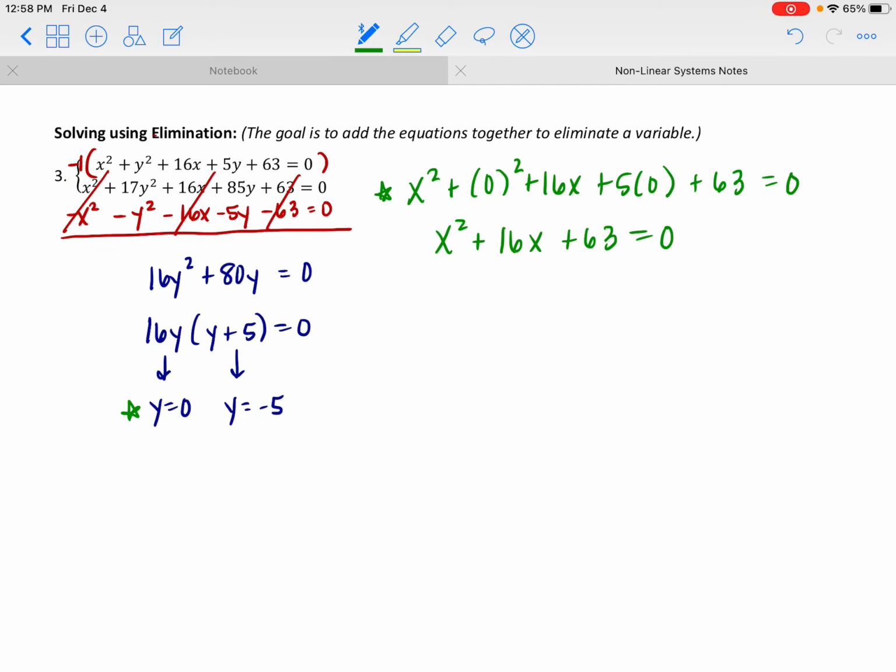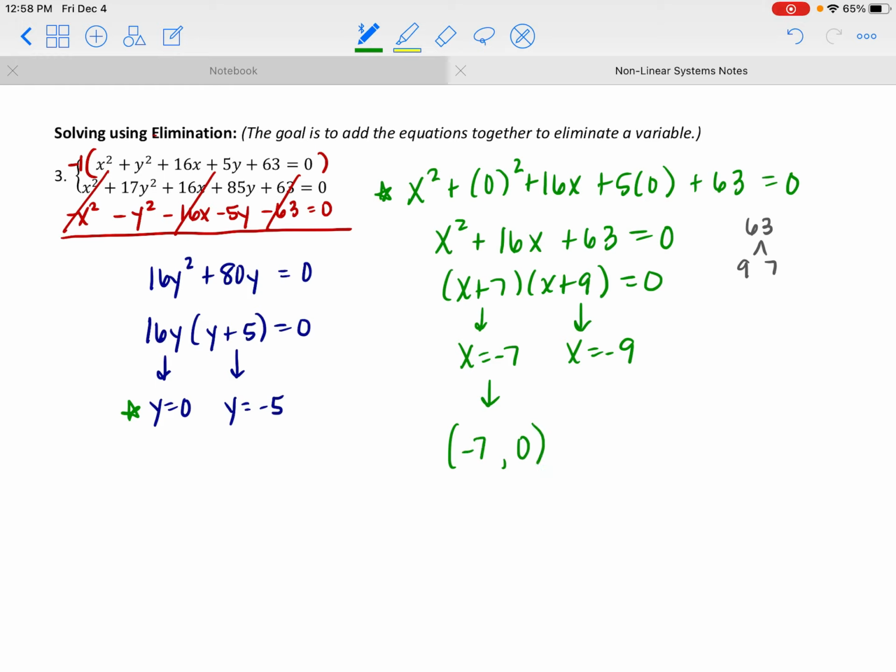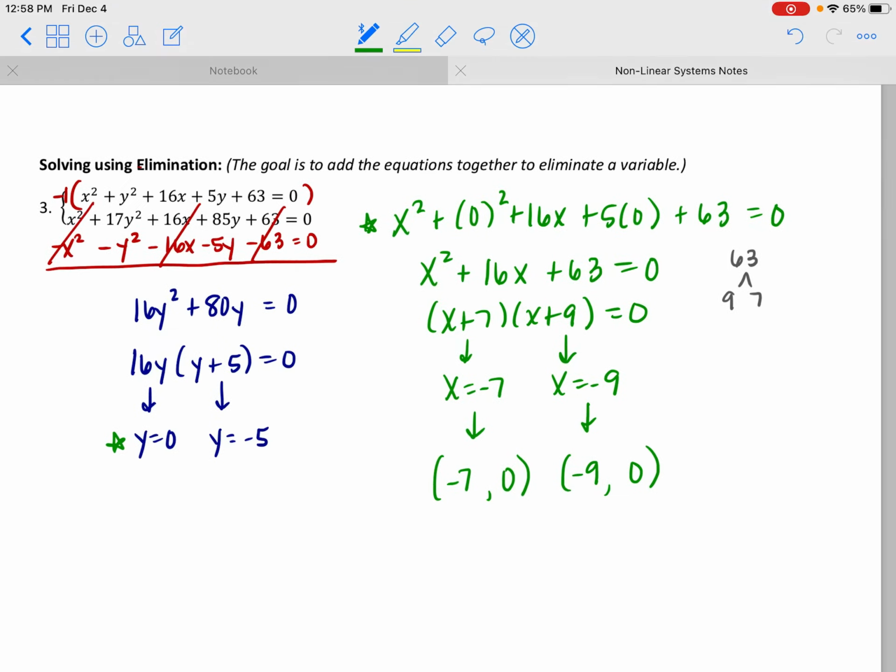And this is factorable. Let's see, factors of 63 could be 9 and 7, and those make 16. So this is going to factor into x plus 7 and x plus 9, which means here that x has to equal negative 7, and here that x has to equal negative 9. So when y equals 0, x could be two different things. So this means that when y is 0, x could be negative 7, and this means that when y is 0, x could be negative 9. So that's two x's corresponding with that y. That's two different points where these graphs cross, okay?